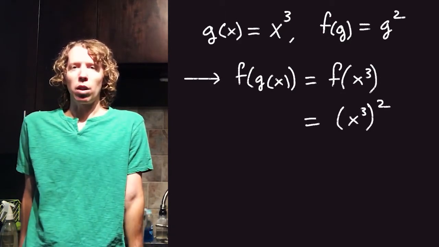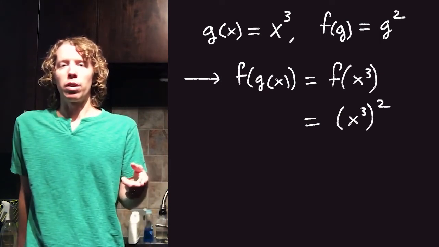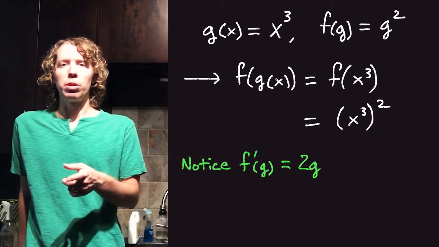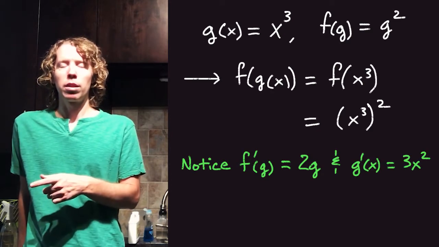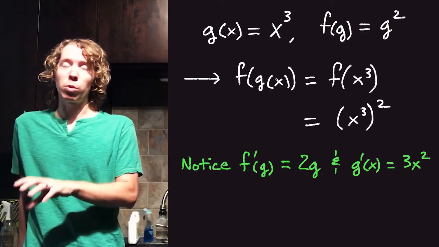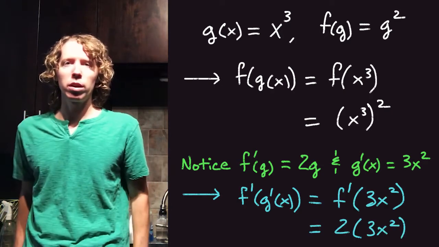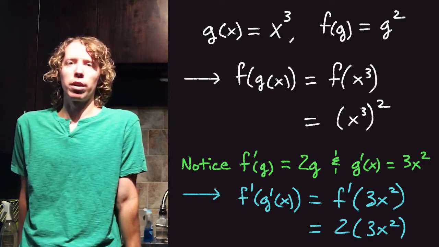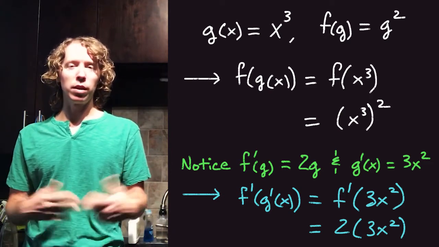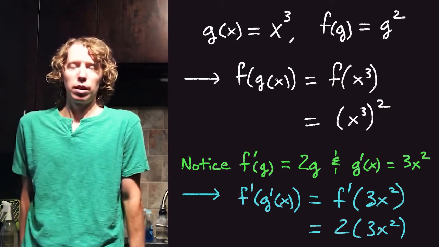If we follow my guess, since f is just g squared, the derivative of that is 2 times g. And g was x cubed, the derivative of that is 3x squared. So if I take the 2g and put the 3x squared in for the g, I get 2 times 3x squared, which gives me 6x squared. And then I have to ask, is that the correct derivative? If it is, then maybe I've got the right rule. If it's not, then I definitely don't have the right rule.